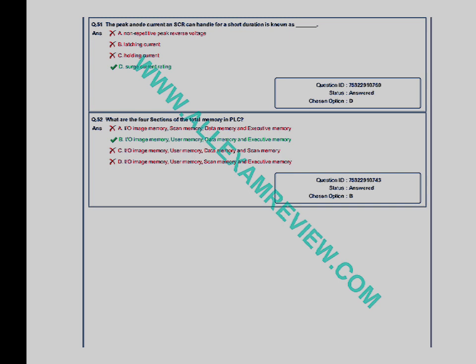The peak anode current an SCR can handle for a short duration is known as, okay, the answer is surge current rating. Yeah, it's right. What are the 4 sections of the total memory in PLC? Input, output, image memory, user memory, data memory, and executive memory. Yeah. It's okay. PLC question.